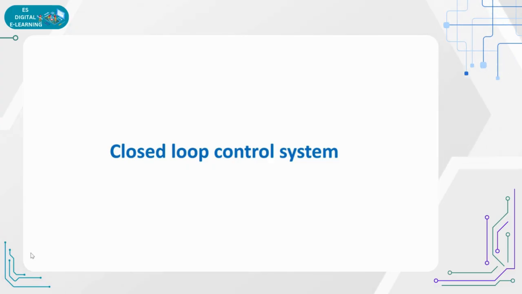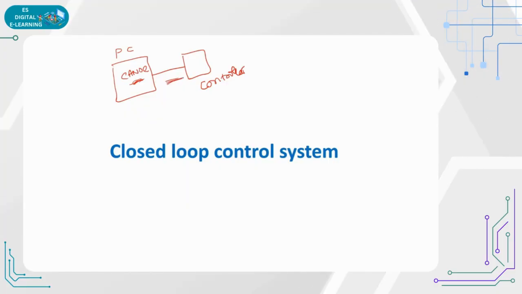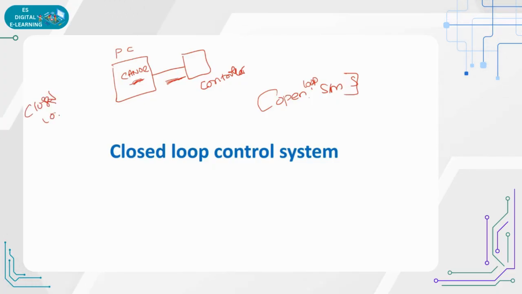Okay. So whatever the project you have learned, the PC is the one with the CANoe tool, and we have the controller, the microcontroller. Whatever information you give from CANoe, you are directly communicating with the controller. So this is the open loop system. The other type is the closed loop system, and that closed loop system is hardware in loop, HIL.